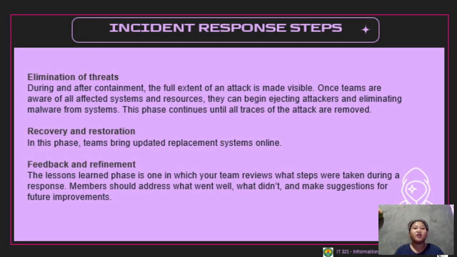During and after containment, the full extent of the attack is made visible. Once teams are aware of all affected systems and resources, they can begin ejecting attackers and eliminating malware from systems. This phase continues until all traces of the attack are removed. Recovery and restoration. In this phase, teams bring updated replacement systems online.